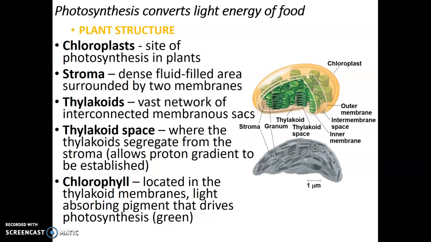There are several structures involved in photosynthesis within the plant. The main site of photosynthesis is the chloroplast. Within the chloroplast, you have the stroma, which is the fluid-filled area. Then you have the thylakoids, which are interconnected membranous sacs, or what I like to say look like little stacked coins. And then you have the thylakoid space, where the thylakoids separate from the stroma and allow a proton gradient to be established. You also have the chlorophyll, which is located in the thylakoid membranes, and it's the light-absorbing pigment that drives photosynthesis.